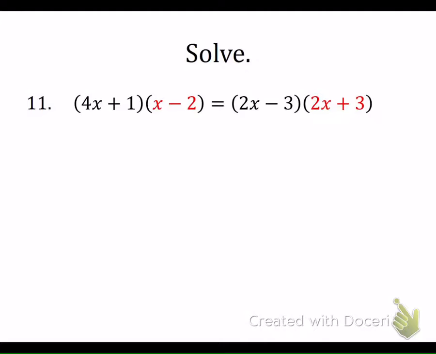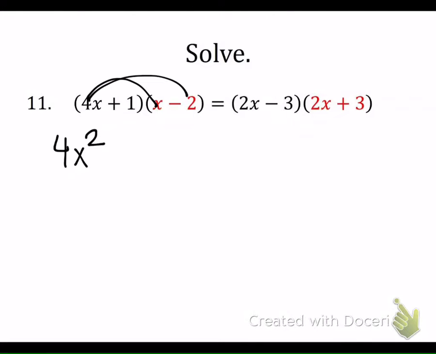All right, here's number 11. Since there's an equal sign, that means we actually have to find the value of x. When there's no equal sign, you're just simplifying and combining as much as you can. When you see an equal sign, you're usually going to end up with x equals a number. That's the goal, hopefully. So 4x times x is 4x squared.